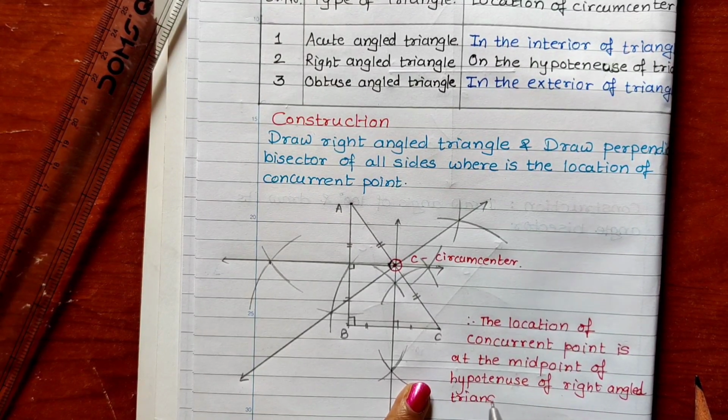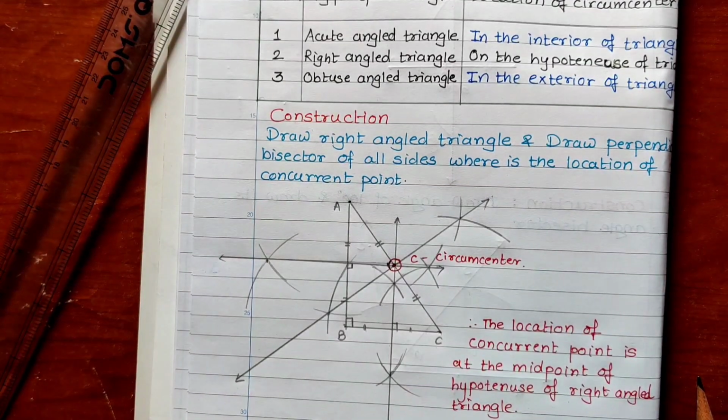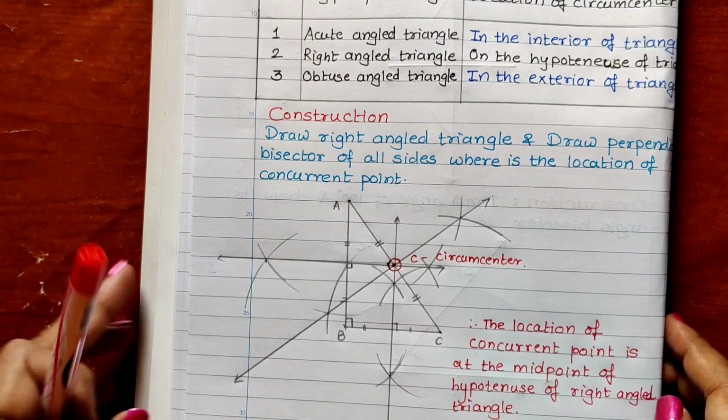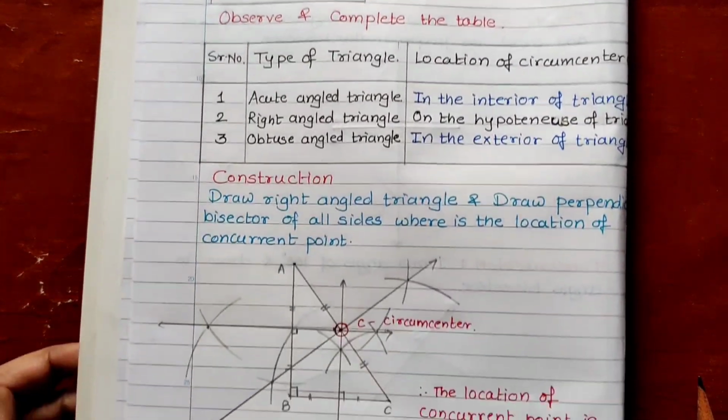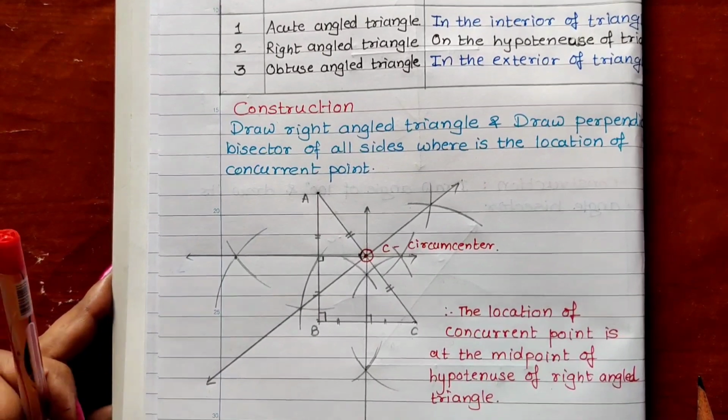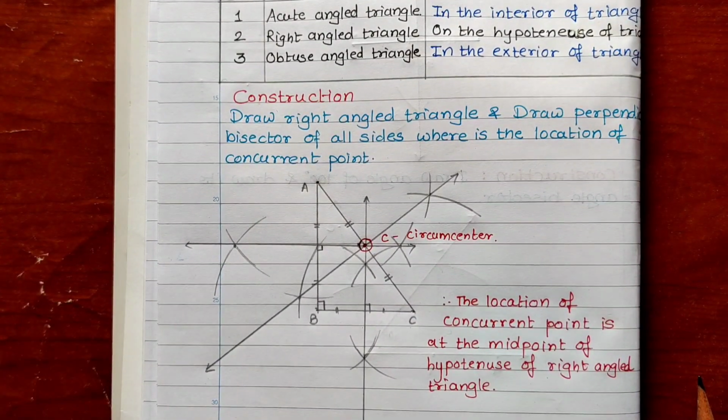In this way you have to complete your activity sheet number 2. Okay, this is your activity sheet number 2. Now let us go on to activity sheet number 3.